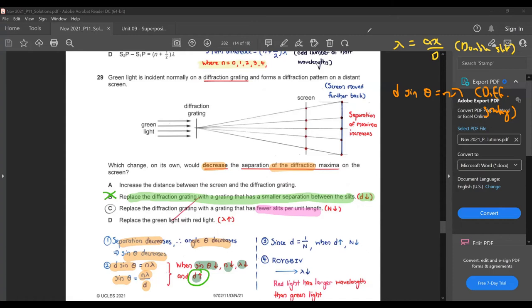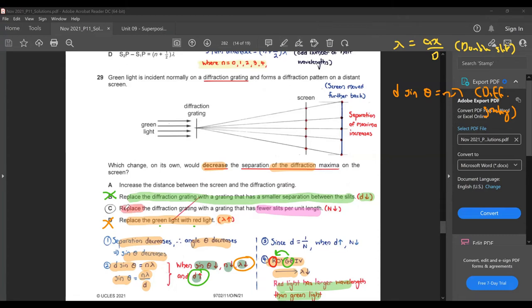You look at D, replace the green light with red light. Now, remember the visible light spectrum, ROYGBV, as we go towards the right, wavelength decreases. You have green light and red light, right? Red light is here, green light is here. So if you replace green light with red light, you're going from here to here. Red light has a larger wavelength. So this one is saying that you are using a larger wavelength, which is not what you want. You want a smaller wavelength. So D is also out. Okay. So what about C?